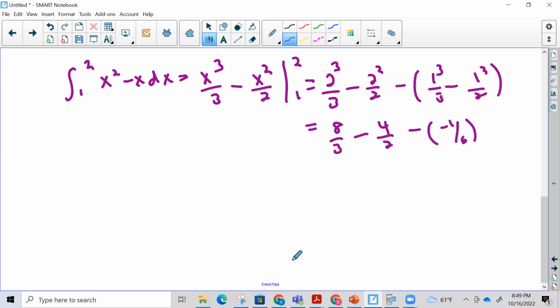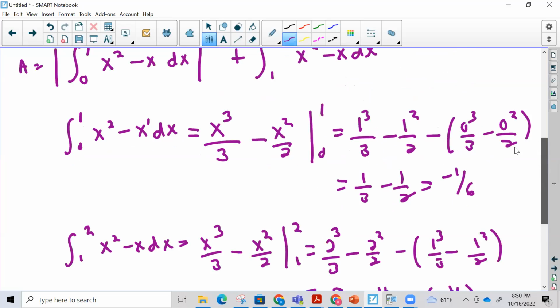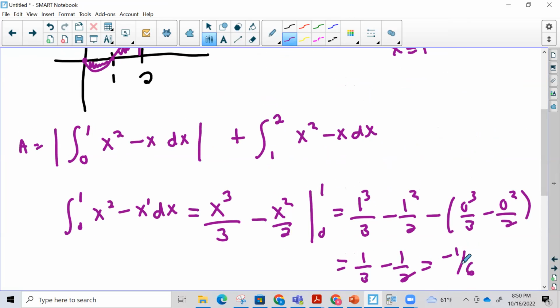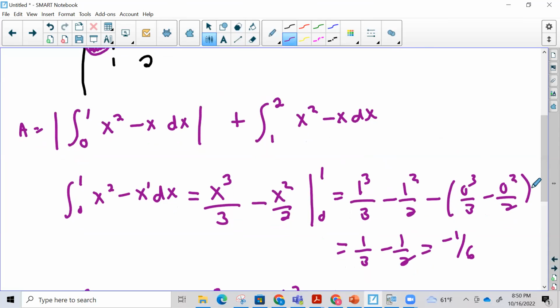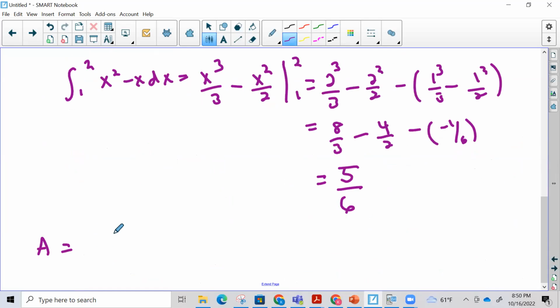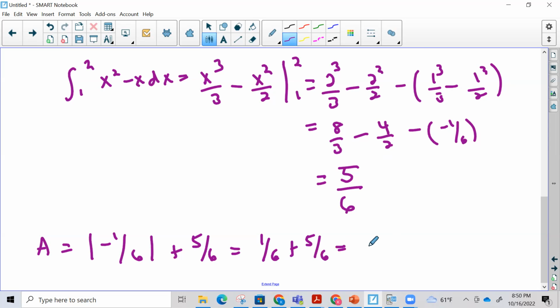And if I just subtract all of this in my calculator to save a little bit of time, I get 5/6, and it should be positive because we saw when we graphed it that this region is above the x-axis. So then when I do the area, going back to the formula, I'm doing this integral, which is -1/6, taking the absolute value of it, and adding the second integral from 1 to 2. So it'd be the absolute value of -1/6 plus 5/6. So that's 1/6 plus 5/6, which is 6 over 6, which is 1. So that would be my area.